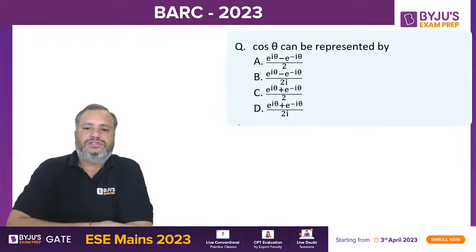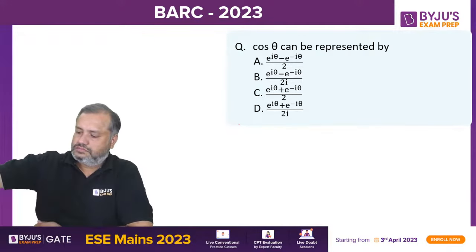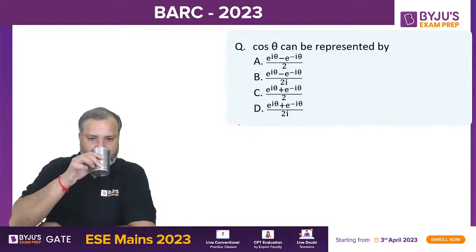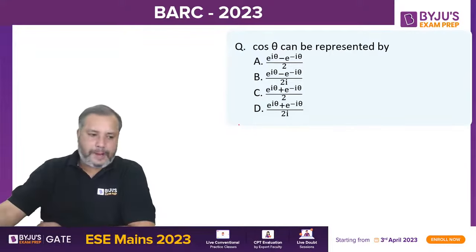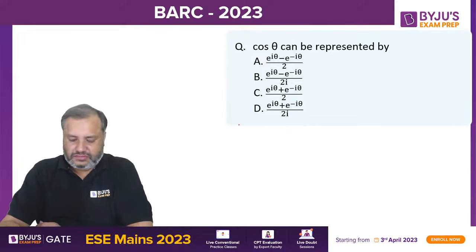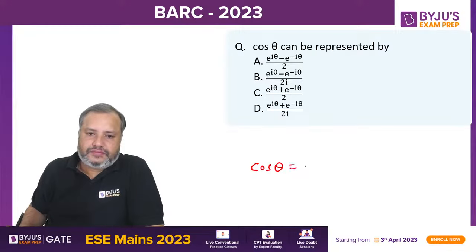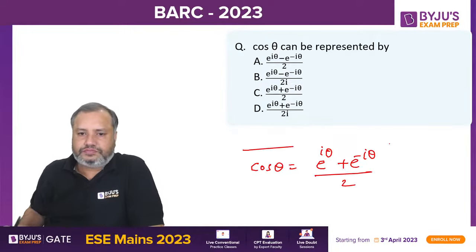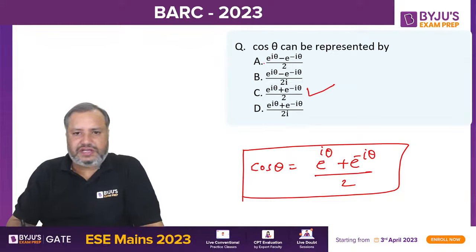Come on, everyone should respond. Cos theta is e raised to i theta plus e raised to minus i theta, on 2. Option C is the correct. Yes, very good.